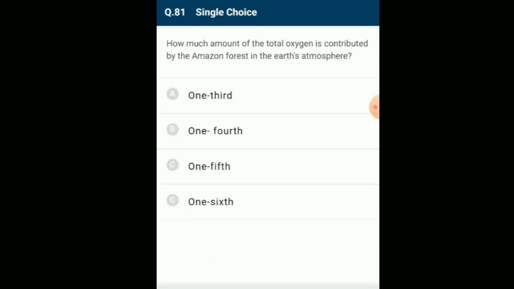Question number 81. How much amount of the total oxygen is contributed by the Amazon forest in Earth's atmosphere? Amazon rainforest produces approximately 20% of oxygen in Earth's atmosphere, which is about 1/5 of the total oxygen. So the answer is option C, 1/5.